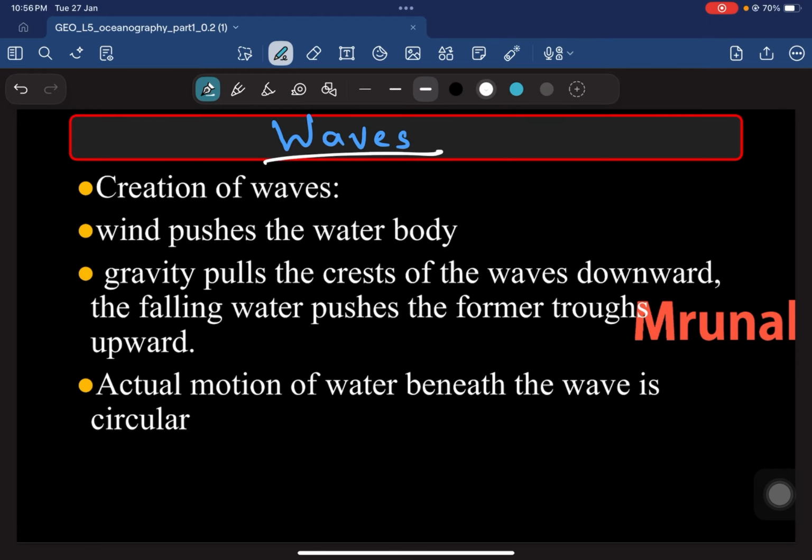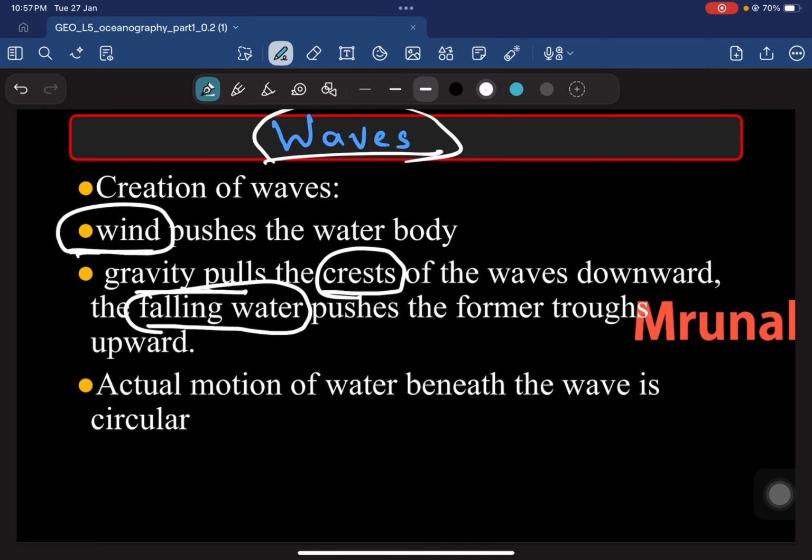Waves. Creation of waves. Waves are created primarily because of winds. Wind is a horizontal movement of air. Horizontal movement of air is called wind. Because of this wind, waves are formed in the ocean. Next, gravitation pull. Gravitation pulls the ocean water and it will create crests. Next, falling water will create troughs.